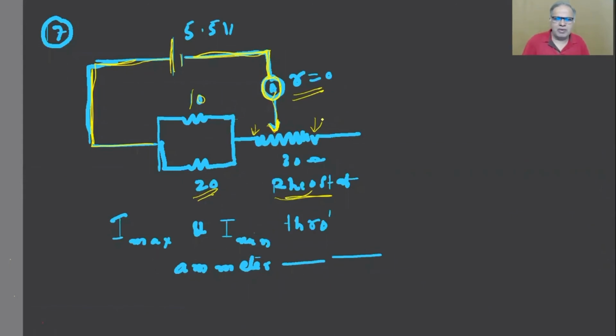I maximum, I minimum through ammeter is what? This is I maximum, and I minimum through ammeter is what? 1, 2. I maximum, I minimum. That you need to find out.